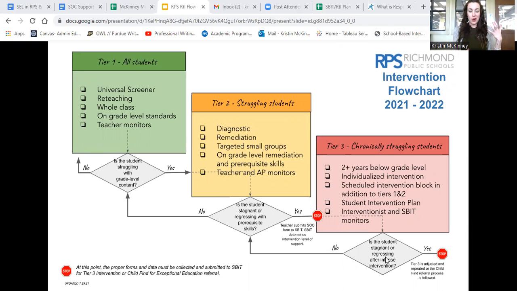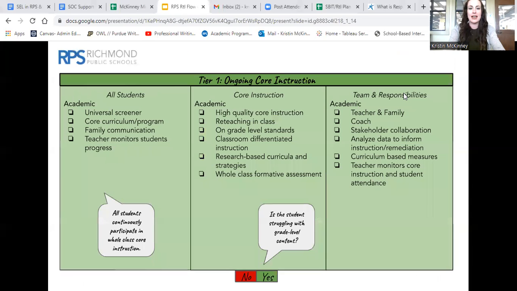So if you're getting tier 1, if you're getting tier 2, you're also getting tier 1. If you're getting tier 3, you're also getting tier 2, and you're also getting tier 1. And if you make it all the way through the tiers and you're still not making adequate progress, then it may be time to take a look at what we're doing and see if child find would be necessary. So let's go ahead and jump in and talk about what these 3 tiers look like within RPS.